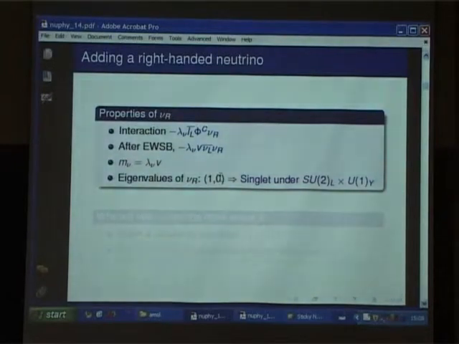What does this mean? This means that when I apply a U(1)Y transformation, nu R doesn't change at all. All the particles will change their phase, but nu R will not change its phase, it is not affected. Similarly, when I apply an SU(2)L transformation, this nu R will not change. It's a singlet. No transformation changes this. So this is what is called a singlet of the standard model. So it's a singlet under SU(2) and U(1).